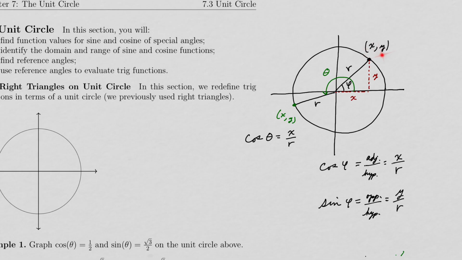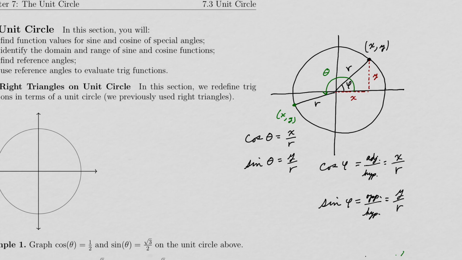So the r is always positive, but then the x and y depend on what quadrant you're in. In the first quadrant, they're both positive, but in this third quadrant here, they're both negative. In the second quadrant, the x would be negative and the y would be positive. In the fourth quadrant, the x is positive and the y is negative. So in this case, in the third quadrant, x is negative, r is always positive, so cosine of the angle is going to be a negative value. Okay, but by definition, cosine of theta is x over r. And same thing for sine. By definition, in general, it's going to be y over r. Okay, no matter what the angle is.